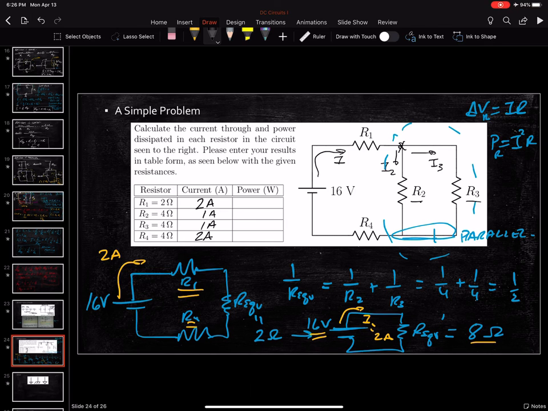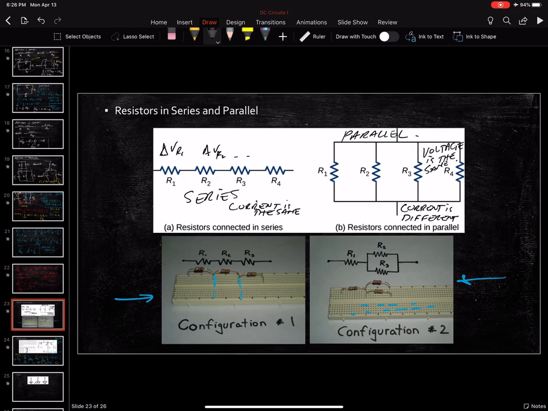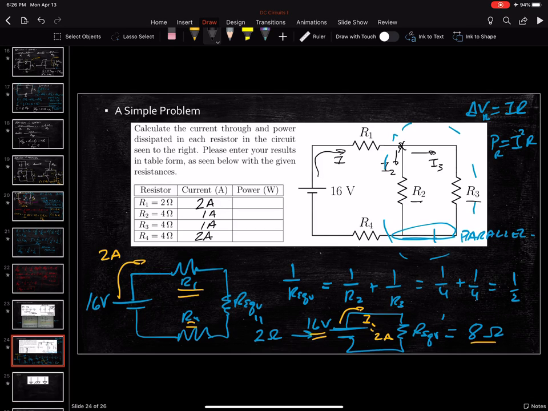Now to get the power, it's easy. The power, we just take I squared times R. So 4 times 2, this should be 8 watts. Okay. I squared times R, this should be 4 watts. I squared R, this should be 4 watts. And I squared times R, 16 watts.